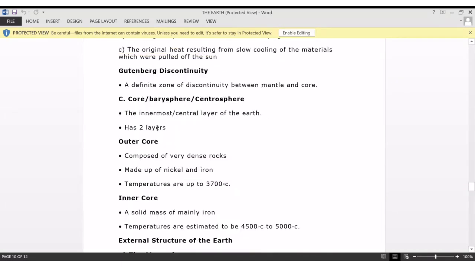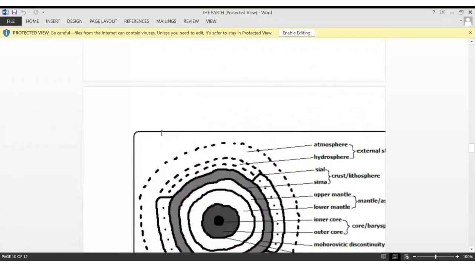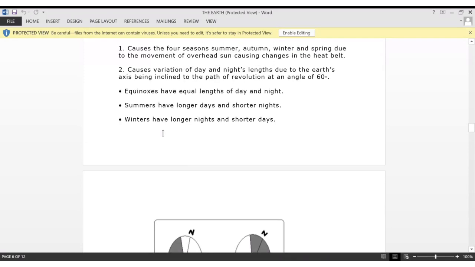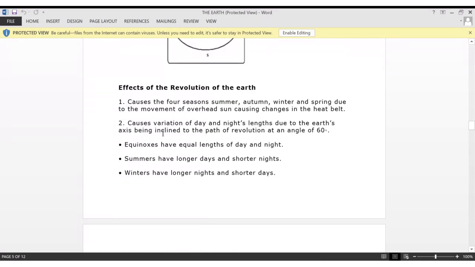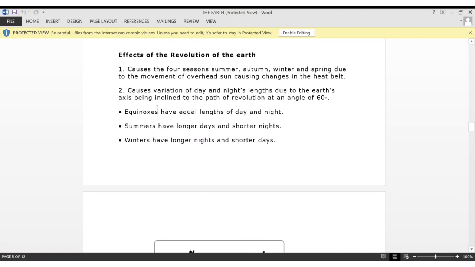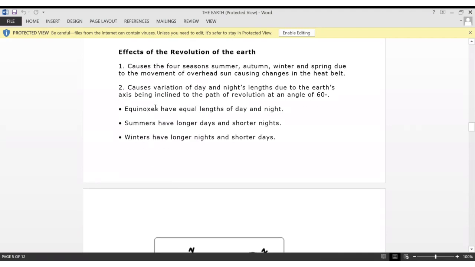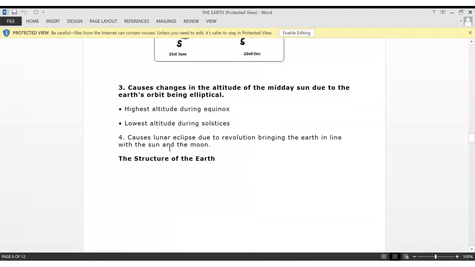So let me talk about the effect of revolution, whereby it causes what we call the four seasons, that is summer, autumn, winter, and spring, due to the movement of overhead sun causing changes in the heat belt. And then it causes variation of day and night due to the Earth's axis being inclined to the path of revolution at an angle of 60 degrees. So we have equinoxes, which is where we have equal lengths of day and night. We have summer, with longer days and shorter nights. We have winter, that is longer nights and shorter days. So it causes changes in the altitude of the midday sun due to the earth's orbit.